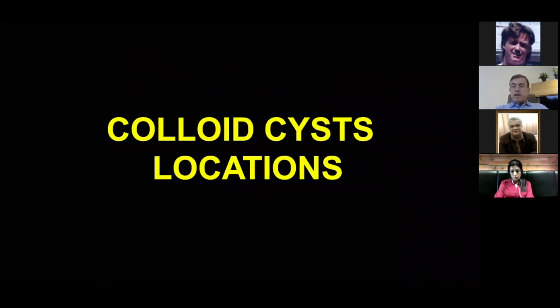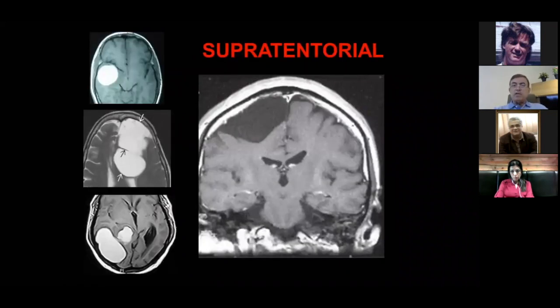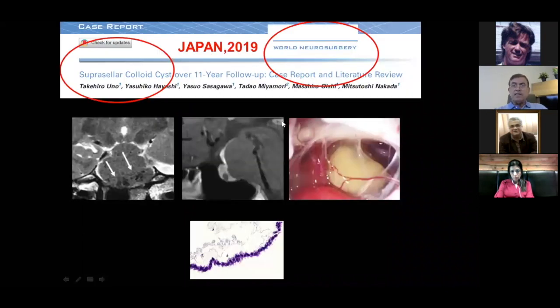So where are these lesions located? They could be supratentorial, like this, and these are reported cases. This is a case from Japan, a recent one, 2019, a suprasellar colloid cyst. Again, this paper confirms what I'm saying. The colloid cyst, the Rathke's pouch, and the enterogenous cyst are of the same origin.